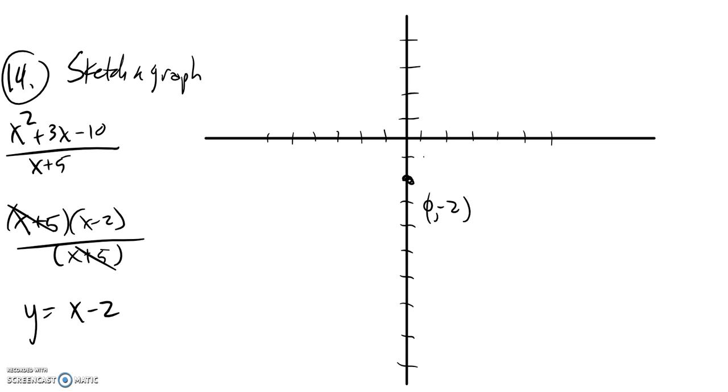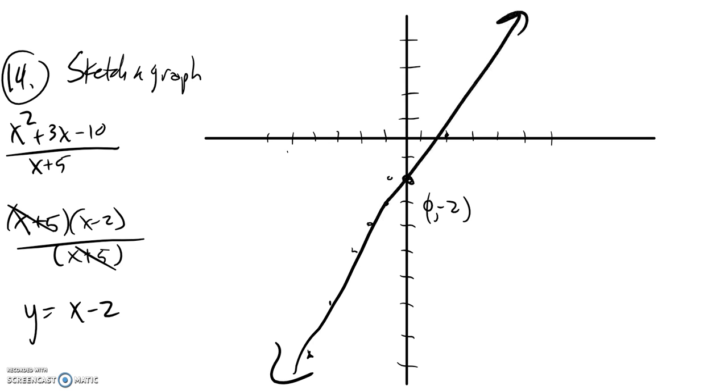So it goes over 1, up 1, over 1, up 1, back 1, down 1, and so on. I'm trying to line it up. It should be straight, but my marks are funny. So a straight line like this.